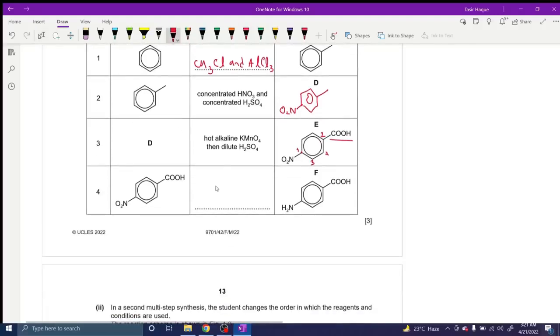And in step 4, what's happening? We're converting nitro group to the amine group. So we need tin and concentrated HCl plus heat. Okay, that's fine.